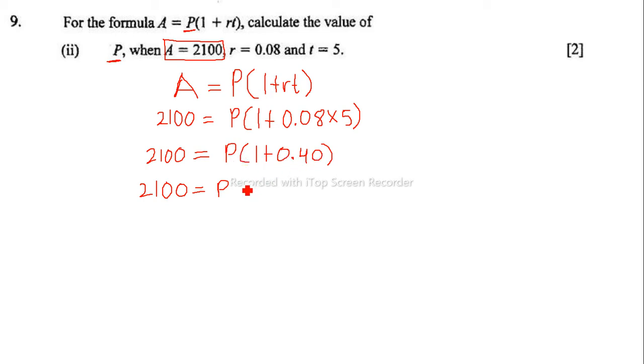Alright, what is 1 plus 0.4? 1.40. Alright, good. And then we divide both sides by what? 1.40. 1.4, yeah.